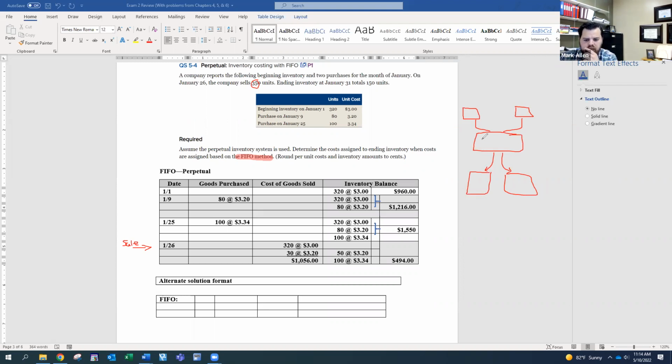And what we said was that at any point in time, my cost of goods available for sale, which in this case was $1,550 right here prior to the sale, has to equal out to what I still have, $494, and what I actually sold, $1,056. Well, 494 plus 1,056 is indeed 1,550. These two adding up and coming back to right there is what we should find.